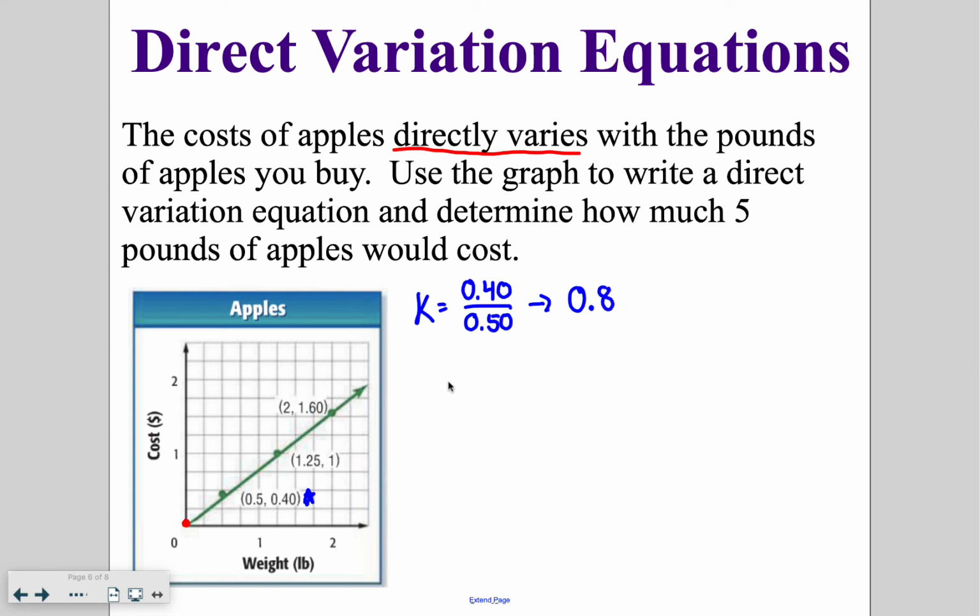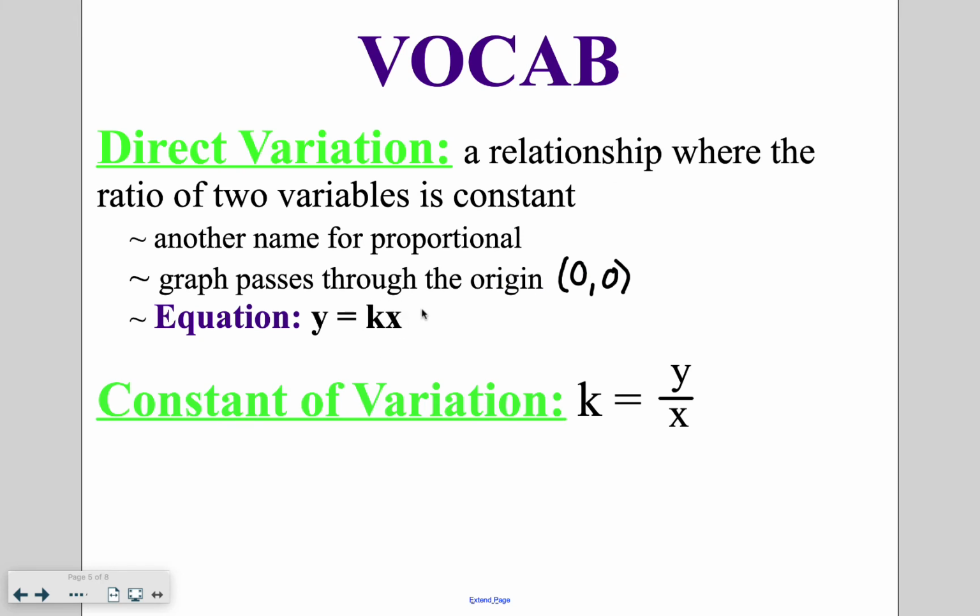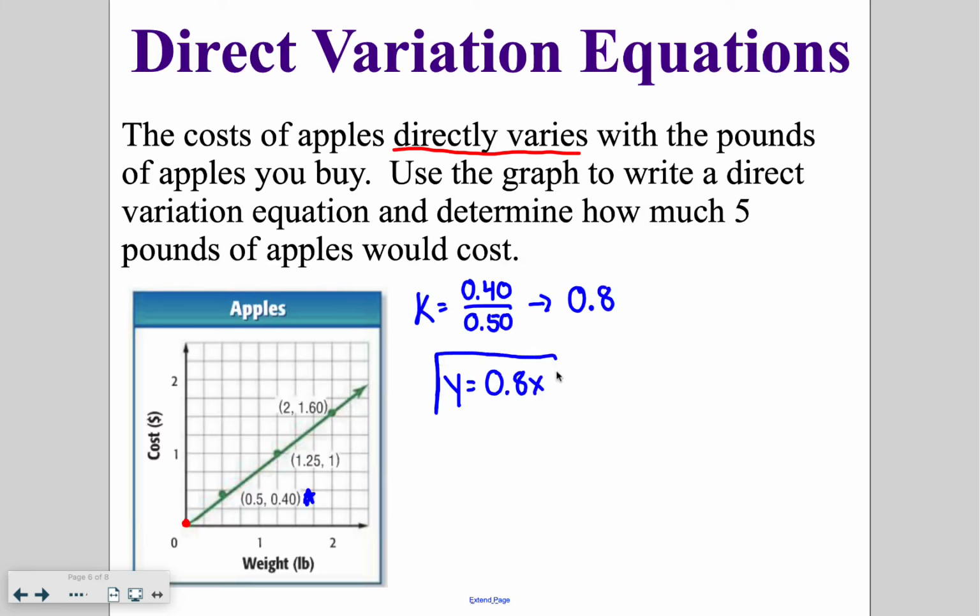So my equation then becomes y equals 0.8x. We take that k and we put it into our equation where k would go. So that is the first step to solving this problem. The other part then asks you to calculate how much it would cost for 5 pounds of apples. Pounds is an x value on our graph. So I'm going to say y equals 0.8 times 5. When I solve that, I find out that my cost would be $4. Make sure you are including your label on that final answer, saying that it costs $4.